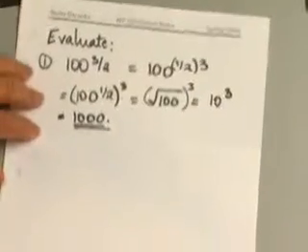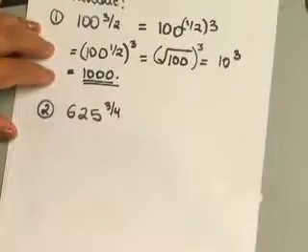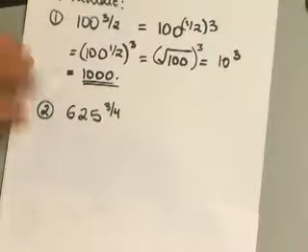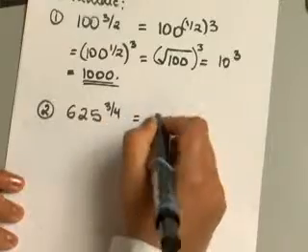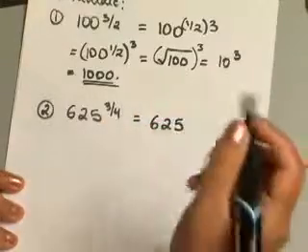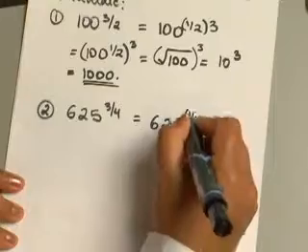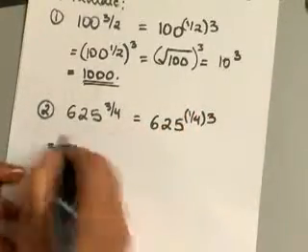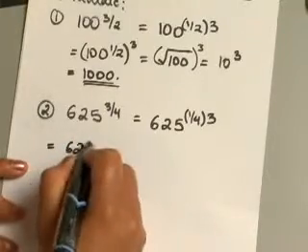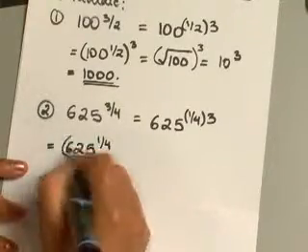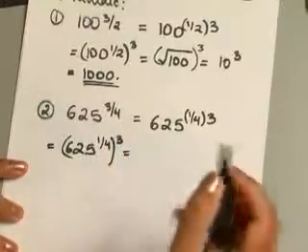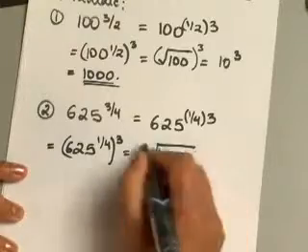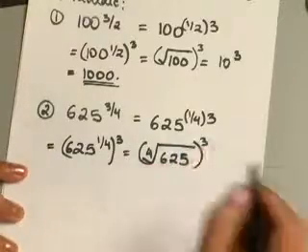So go ahead and try that same technique on this example here. You have 625 to the 3/4. So again, the same thing, 625 to the 1/4, 3 on the outside. Again, you can go ahead and write this as 625 to the 1/4 and then the whole thing to the 3rd power, which will give you the 4th root of 625, the whole thing to the 3rd power.